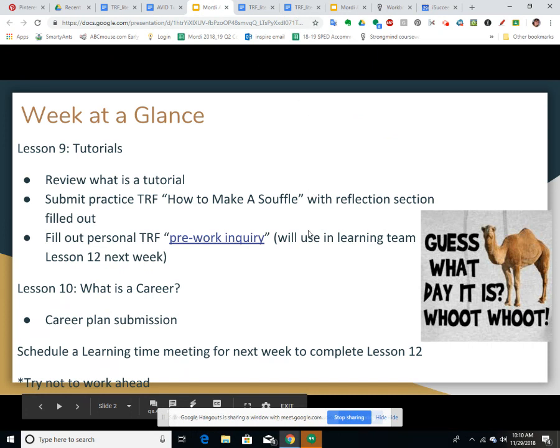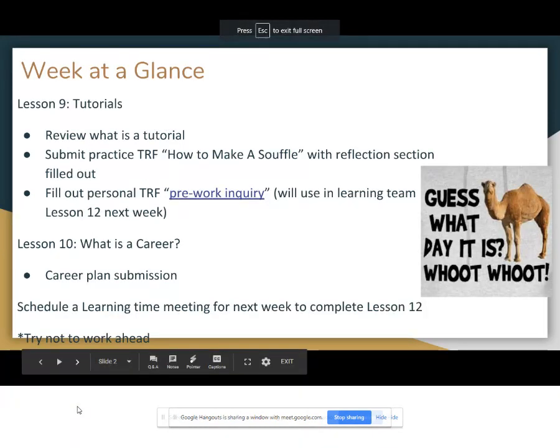The other lesson that we have this week is lesson 10, and that's on careers. You'll have a career plan that you need to submit, and you'll need to schedule a learning time meeting next week in order to complete lesson 12. It's really important. I've been hammering this in. Don't work ahead. I had some people try to submit the TRF stuff before we actually did it this week, and it just gets sent back to you with a 0. So make sure you're not working ahead, particularly in Avid.